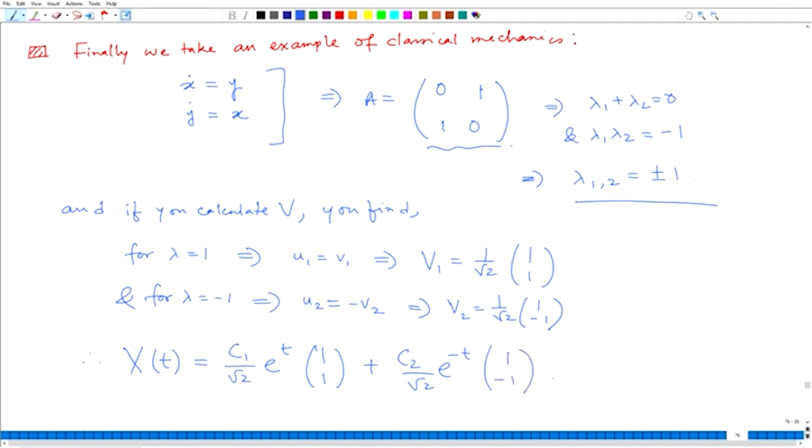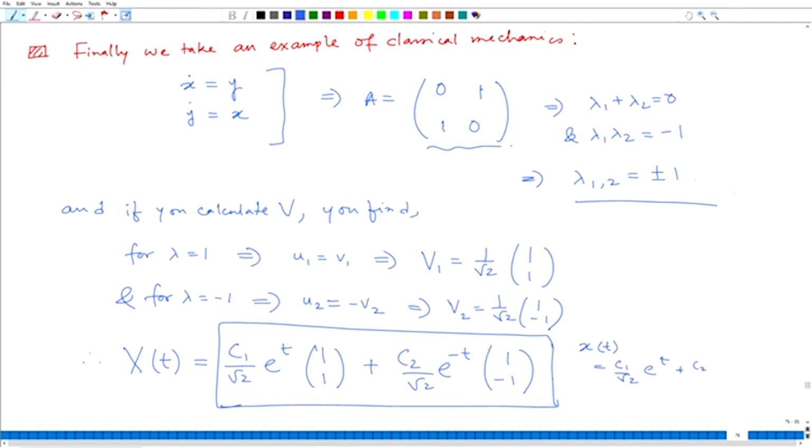And from that, if you just use the initial conditions, you can find the phase space trajectory, and also you can easily see that, just writing for small x of t, it is given by C1 by root 2 e to the t plus C2 by root 2 e to the minus t. Already you can smell a hyperbolic solution. But you have to actually do a little bit of coefficient management for that. So, this is the case of the saddle point.